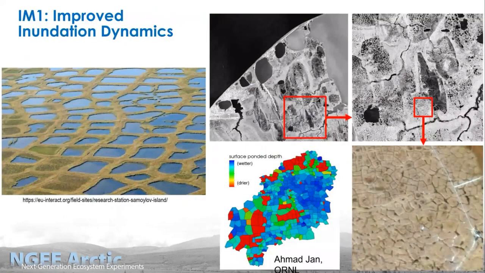So to take a quick deep dive into the improved inundation dynamics topic that I already mentioned, just giving you a few visuals of what the polygonal tundra looks like in these regions, just to give you a sense of the spatial heterogeneity that we're trying to capture and the importance from the physical properties of albedo and the processes of evaporation, as well as all of the vegetation physiology and the underlying soil biogeochemistry, is all very closely tied to this very complex physical structure.